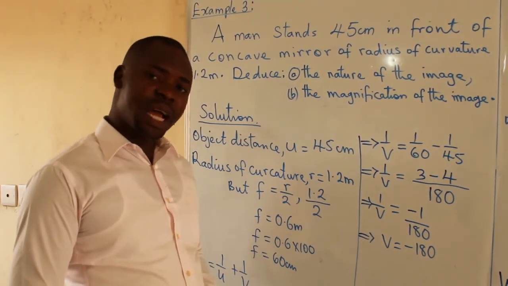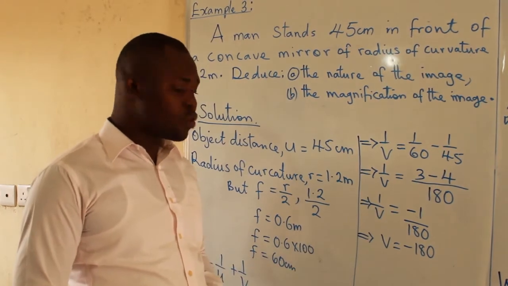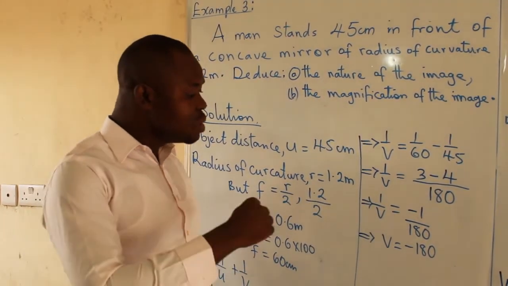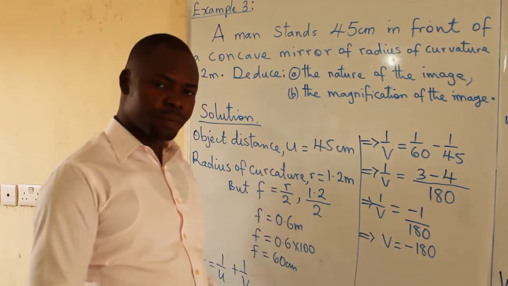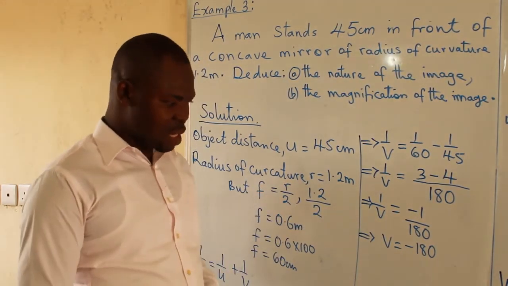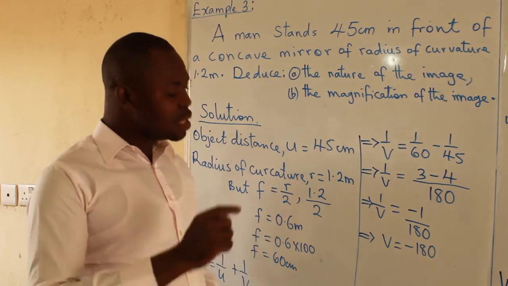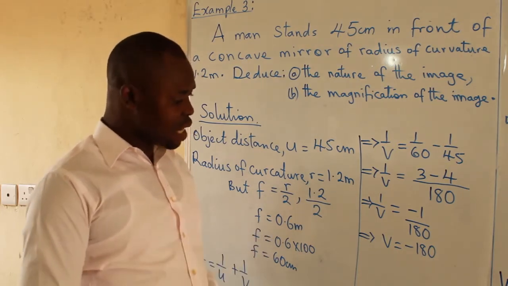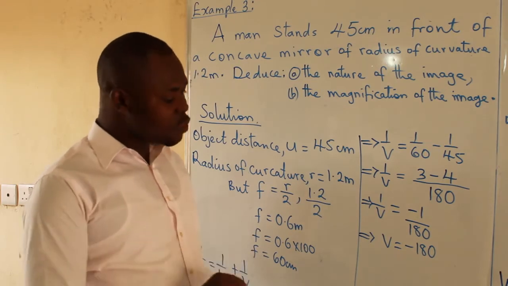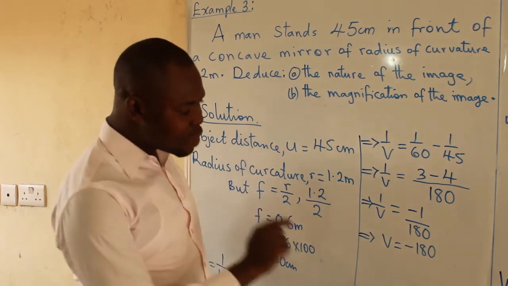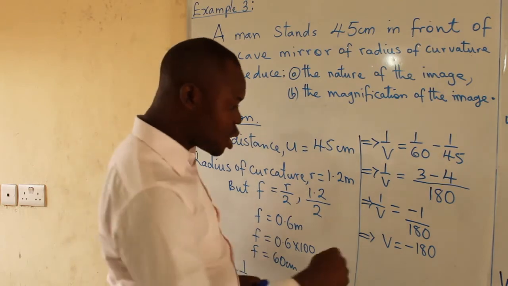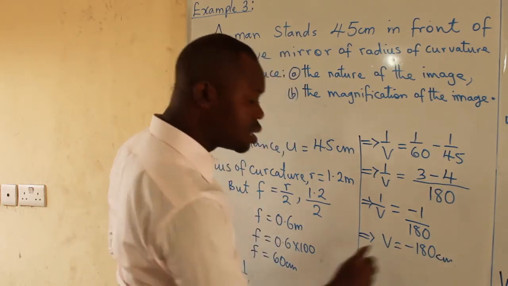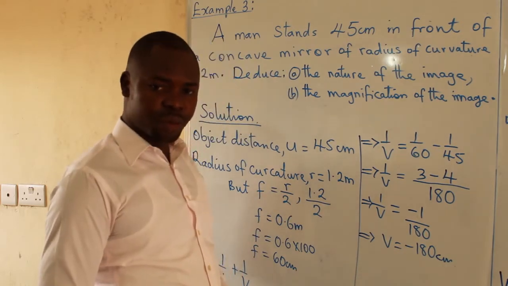By the virtue of this answer, minus 180 means that the image formed is virtual. And from our previous lessons, we have said virtual image is formed behind the mirror, and they have negative signs. So the nature of the image formed by the virtue of our answer, minus 180 centimeter, means the image is virtual.